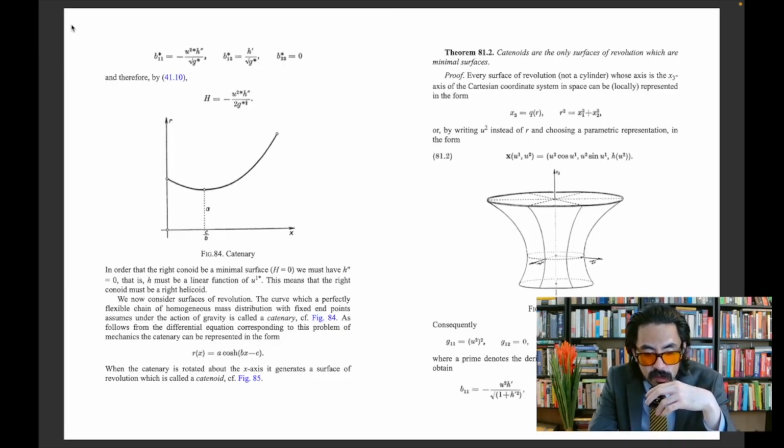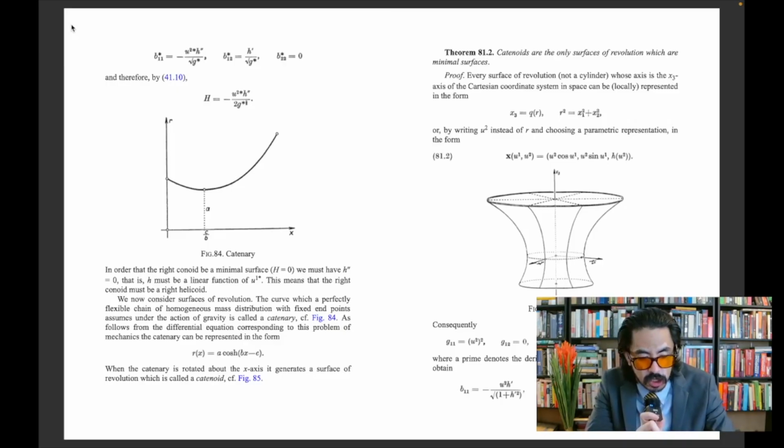We now consider surfaces of revolution. The curve which a perfectly flexible chain of homogeneous mass distribution with fixed endpoints assumes under the action of gravity is called a catenary, which I just referred to in figure 84. As follows from the differential equation corresponding to this problem of mechanics, the catenary can be represented in the form r of x equals a times hyperbolic cosine of b times x minus c. When the catenary is rotated about the x-axis, it generates a surface of revolution, which is called a catenoid, which is depicted in figure 85.